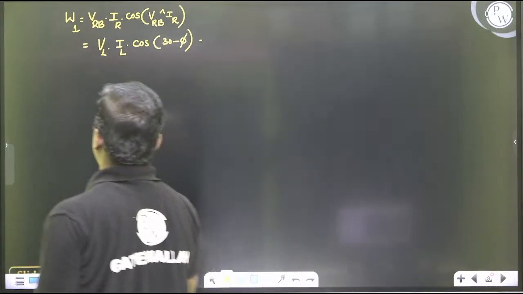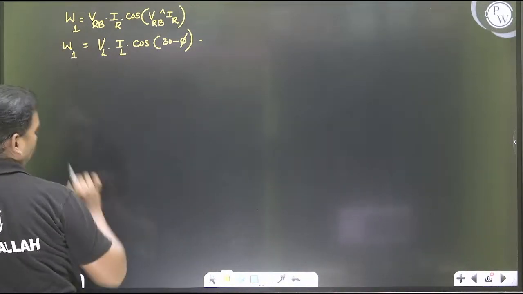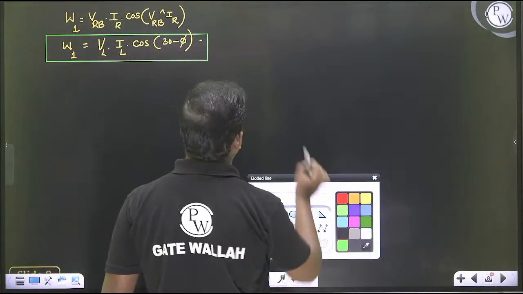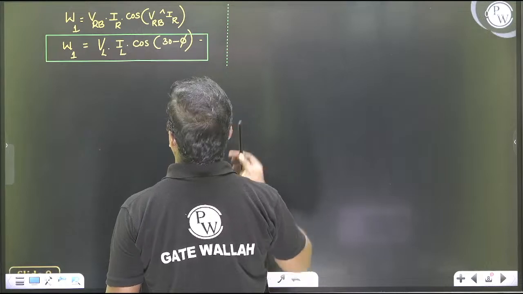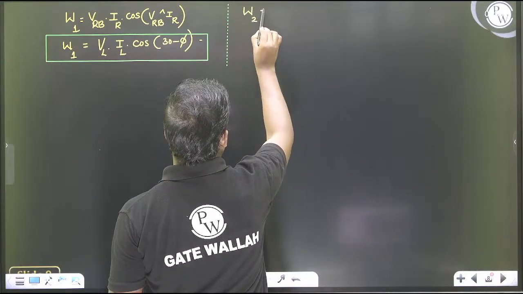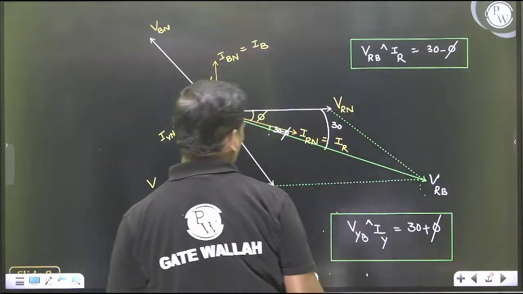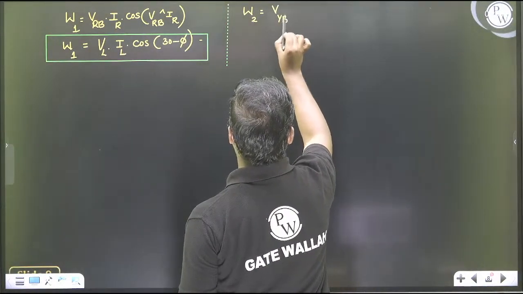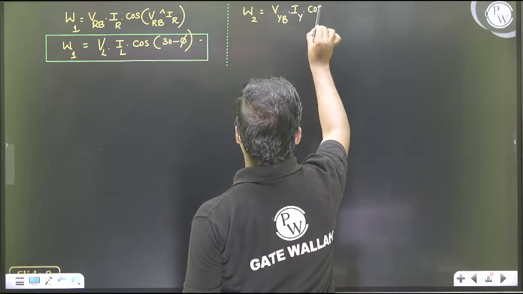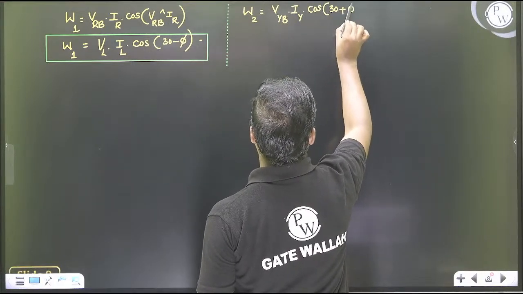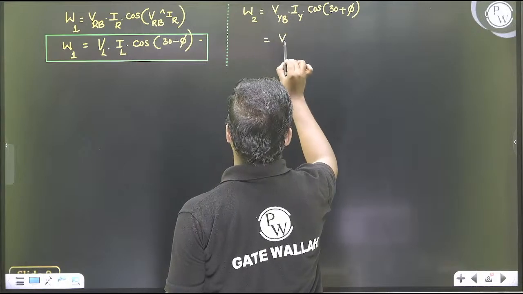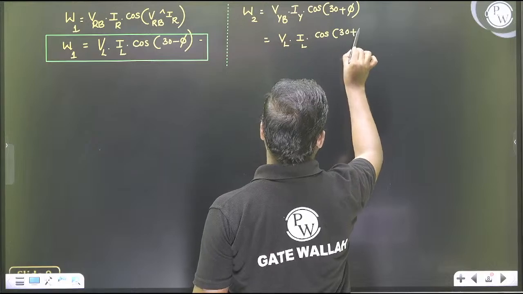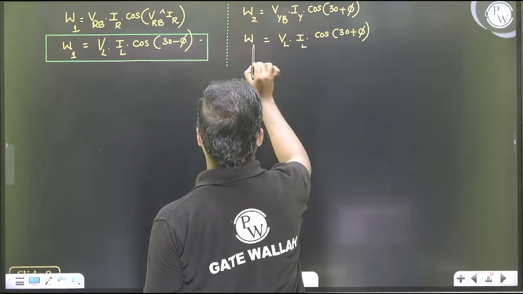Okay, so this is W1. Next, what is W2? So this is W2. W2 is VYB and IY. This is VYB, IY, cos of 30 plus 5. So this will be VL, IL, cos of 30 plus 5. This is W2.